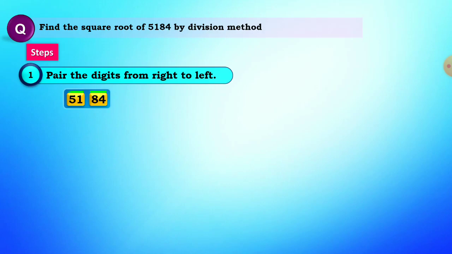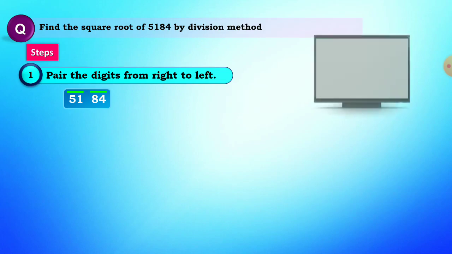Suppose, students, I have an odd number of digits in a number, like 19024. How will we pair it? We will pair it from right to left only. But how? So 24 would be one pair, 90 would be another pair, and 1 would be another pair. Now students, let's understand what is the next step.